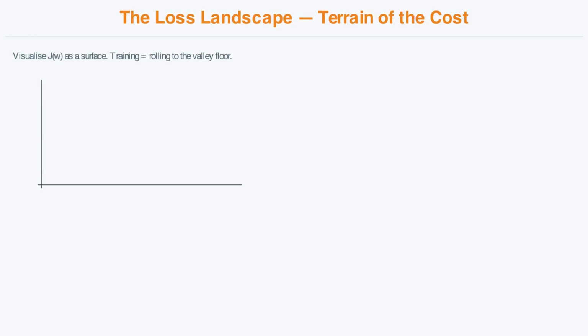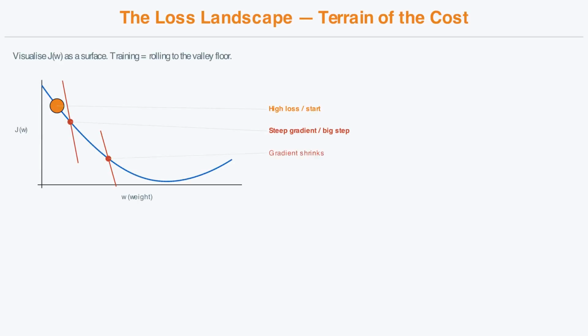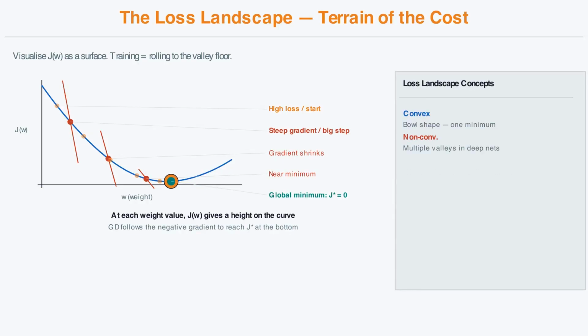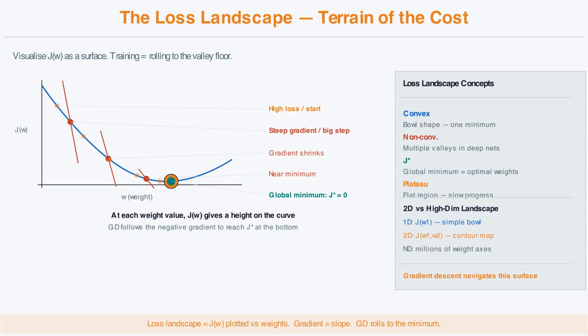Let us think visually about what the cost function actually looks like. For a model with a single weight, the cost function is a curve in 2 dimensions. The horizontal axis is the weight value. The vertical axis is the cost. For MSE with a linear model, this curve is a parabola, a smooth bowl shape. There is one valley at the bottom. That valley is the optimal weight. Gradient descent rolls a ball down this bowl toward the minimum.